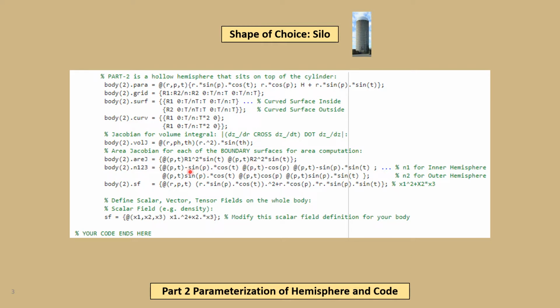As you can see, I've defined it as R1 squared times sine t and R2 squared times sine t for the inside and outside surfaces respectively, as well as the unit normal vectors for the inside and outside surfaces, which I'll be getting into in a later slide, as well as the definition of my scalar field, which won't be checked this week per the instructions.